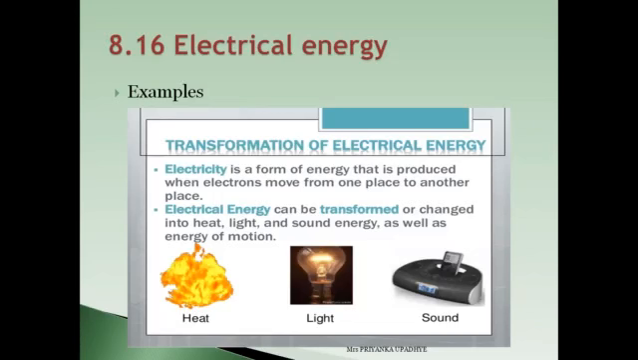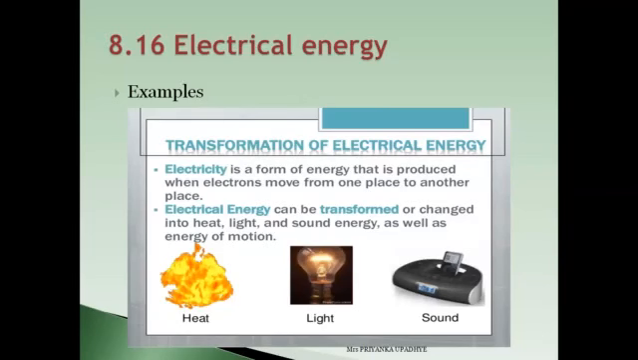The first example is passing electric current through a heating element, that is a nichrome wire, in an electric heater, oven or geyser. It gets heated up due to the resistance. We have already studied this. The electrical energy has been converted into heat energy, which is used for heating purposes. Next, if we pass electric current through an electric lamp, the bulb gets heated and starts to glow. So here electrical energy is converted into light energy.